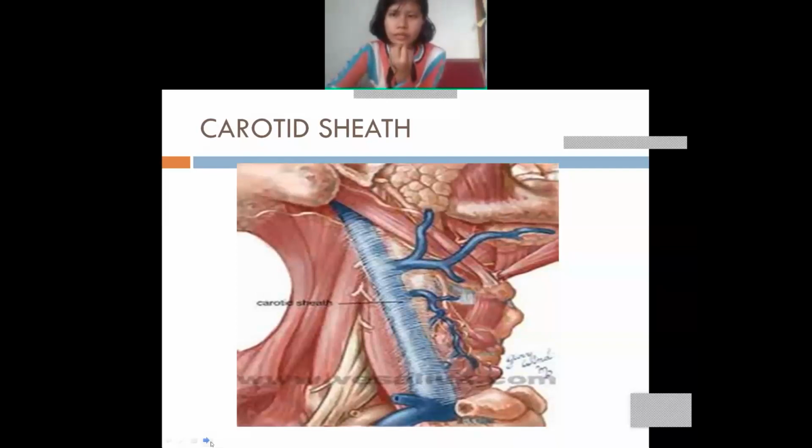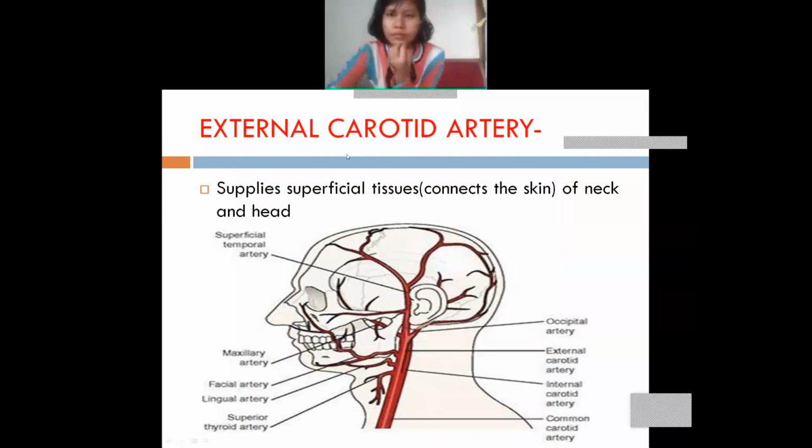So moving on to the next artery, that is the external carotid artery. You will find it here. This is the external carotid artery. So where does the external carotid artery supply? It supplies the superficial tissues. We have already discussed this in the previous class also. Superficial means what? Near your skin.